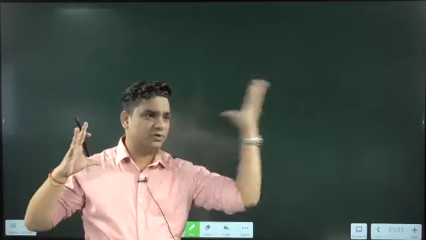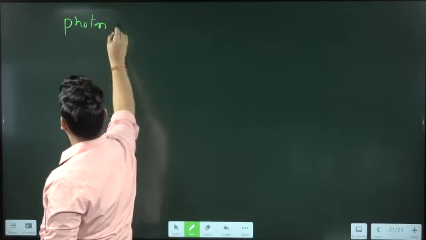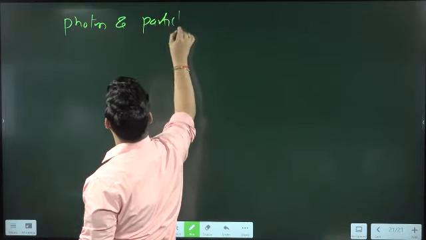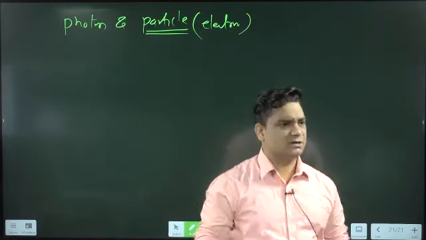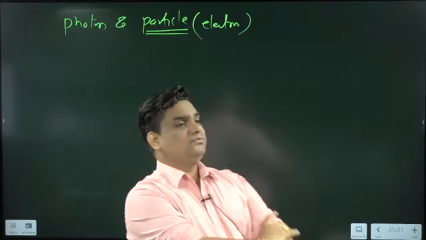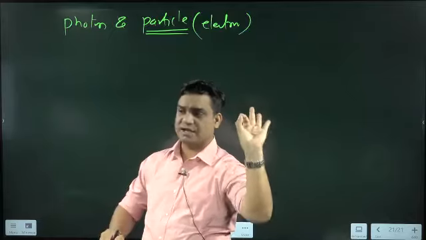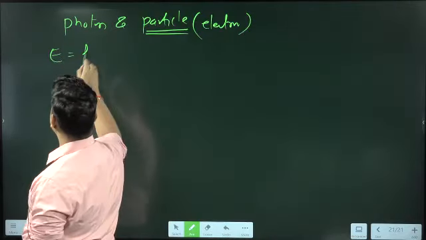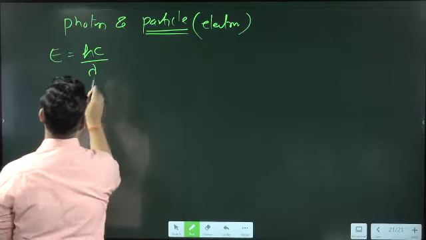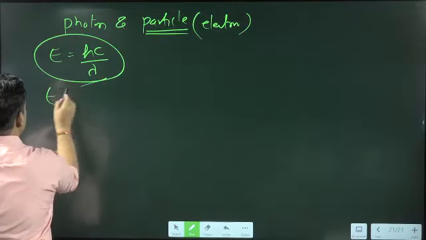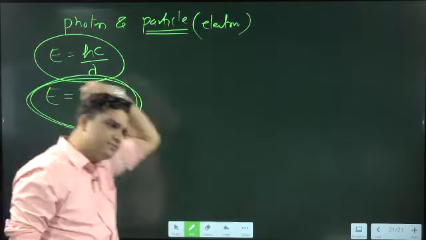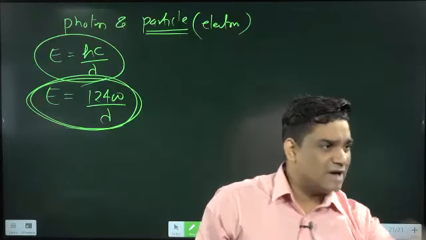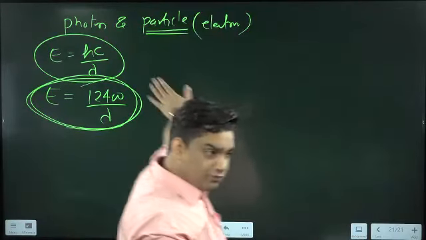Photon and particle relations are in this one. Photon and particle relation generally means they are going to give you the electron. So whenever a photon is there, for the photon you will always use the formula energy equal to hc by lambda. Energy equal to hc by lambda, we have to use. E equal to 12400 by lambda. This formula is applicable to photon or anything. 12400 by lambda is applicable to all particles or for photon.